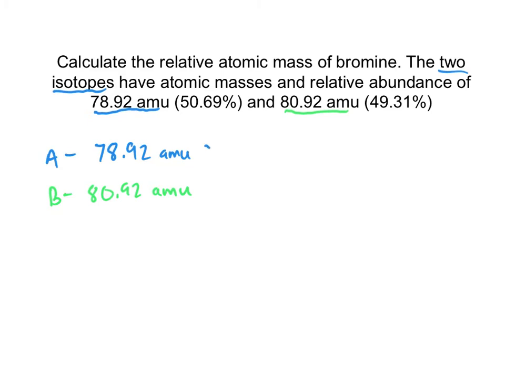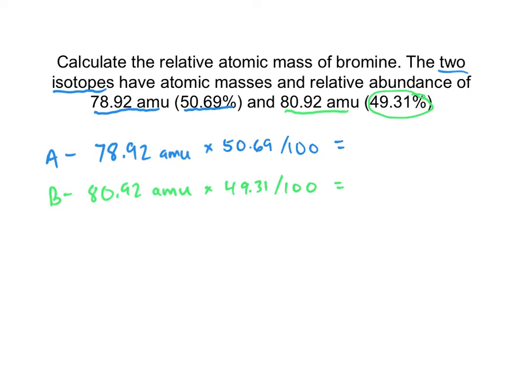Okay, I'm going to multiply the first one by the percent. Well, look, there's the percent, 50.969. And we want this as a decimal, so I'm just going to divide that by 100. I'm going to put an equal sign there. Then I'm going to multiply the mass times the percent of the second one, 49.31 divided by 100. Pretty much everything I give you is going to be in percent, so as long as you remember to divide by 100, you will get it in decimal form.